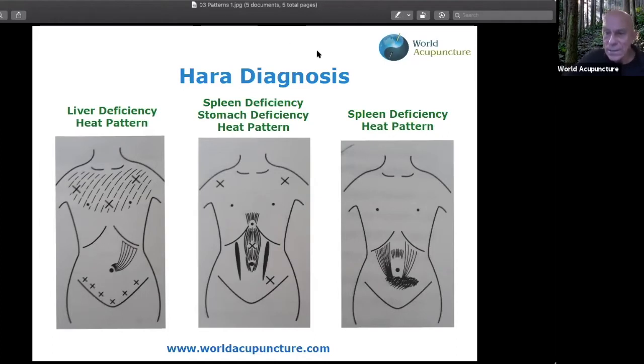But again, this is demonstrated because it's slightly a misnomer. It's not really spleen deficiency heat pattern. It's spleen deficiency blood stagnation. So there's not so much heat involved as you can see in the spleen deficiency, stomach deficiency heat pattern, where there's soreness and tenderness up here. In the liver deficiency pattern, there's a lot of heat rising up.